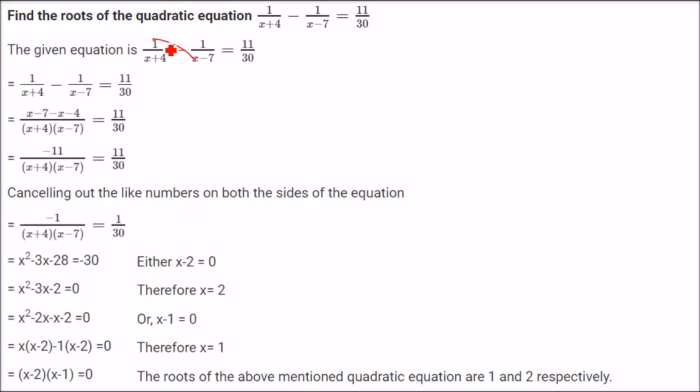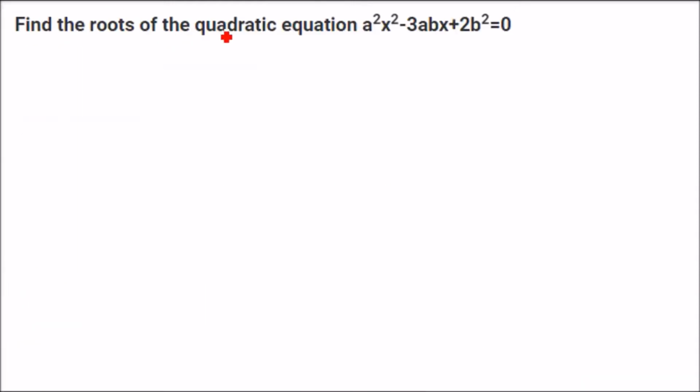So what we'll do, x minus 7 minus x plus 4. So x minus 7 minus x minus 4, x goes, minus 7 and minus 4 is minus 11. Now x plus 4 and x minus 7 will remain in the denominator. Now 11 by 30. So 11 gets cancelled. So it will be minus 30 equal to this one, that is x square minus 3x minus 28. Bring this here. So x square minus 3x minus 2. You can make the factors. It will be x minus 2 and x minus 1. So you get x equal to 2 and x equal to 1. These 1 and 2 are the roots of this quadratic equation.